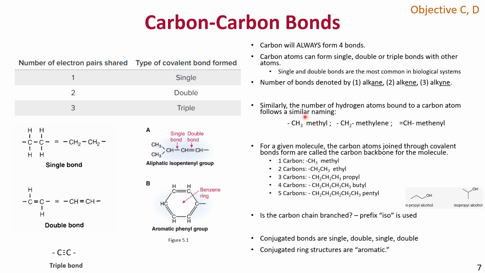So the methyl group says carbon has 4 things on it. It's getting 4 single bonds. Here, the methylene group says, well, there are 2 hydrogens and there's 2 other things. The methenyl says there's only 1 hydrogen on there.